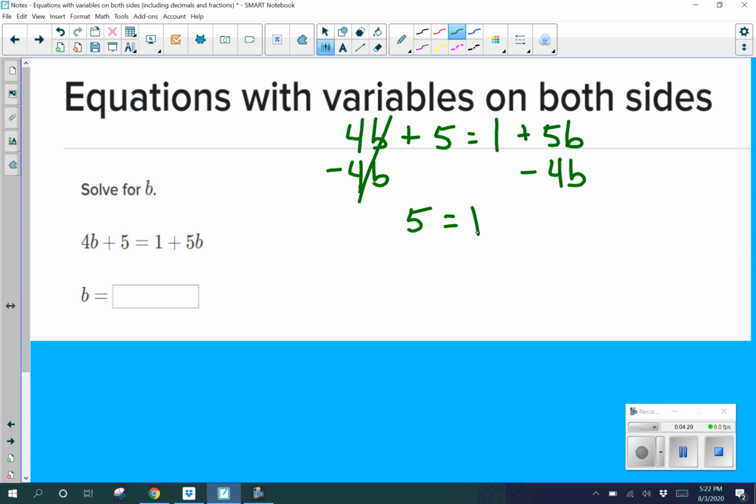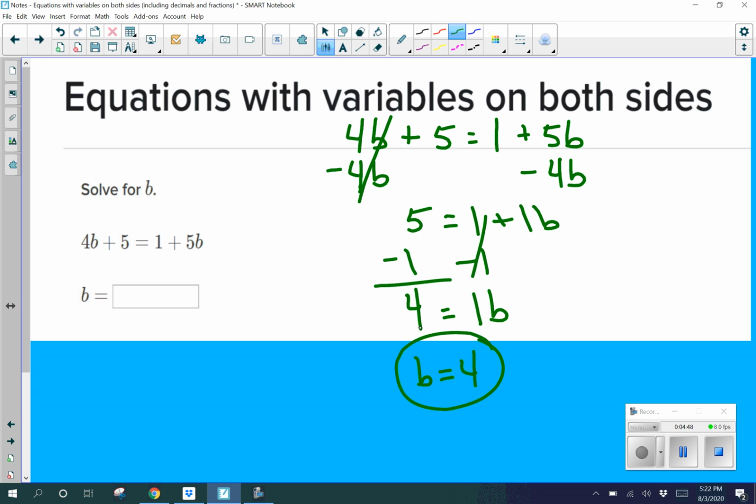5b minus 4b is 1b, so plus 1b. Next step, eliminate your constant, so we're going to subtract 1 on both sides. It's going to cancel over on the right, and 5 minus 1 is 4. And obviously 1b is the same thing as b equals 4.